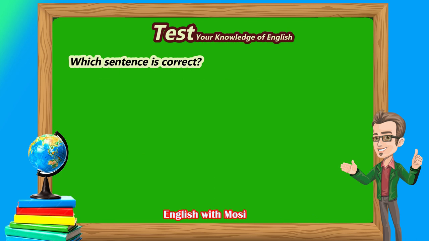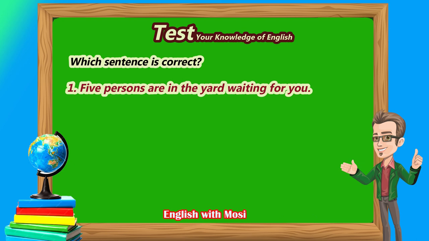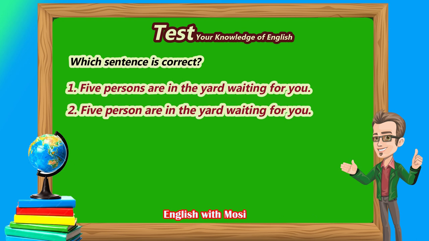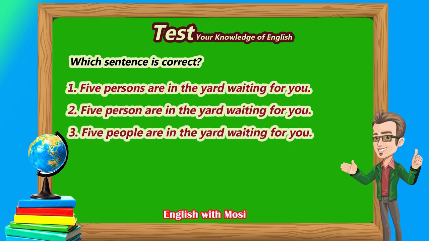And number 5. Which sentence is correct? 5 persons are in the yard waiting for you. 5 people are in the yard waiting for you. The correct answer is 5 people. Because after 5, we need a plural noun, and the plural form of person becomes people, not persons. So 5 people are in the yard waiting for you is correct.